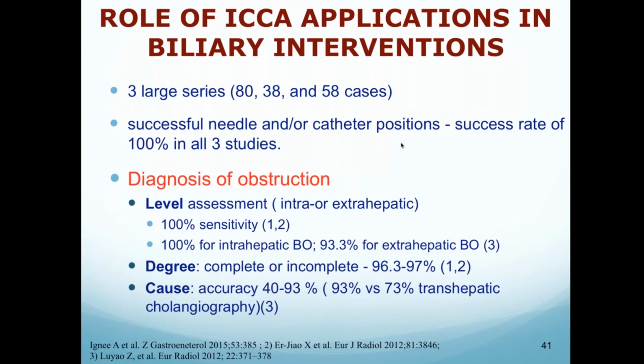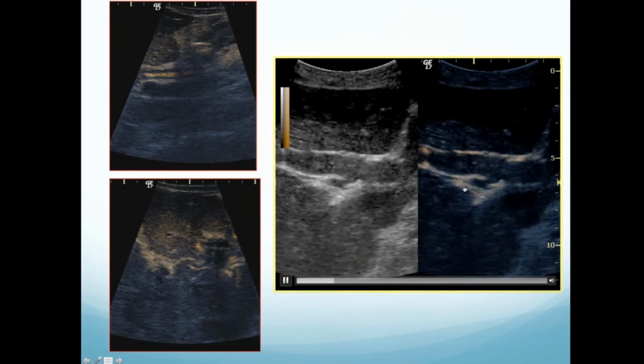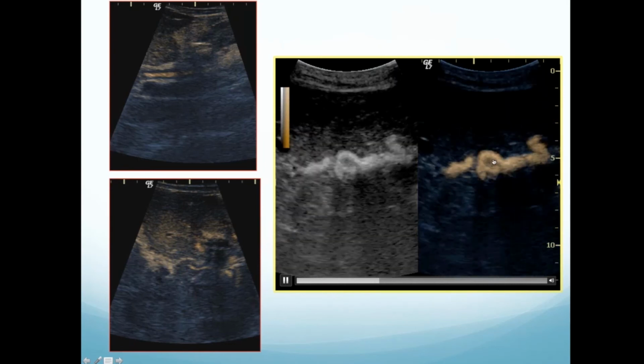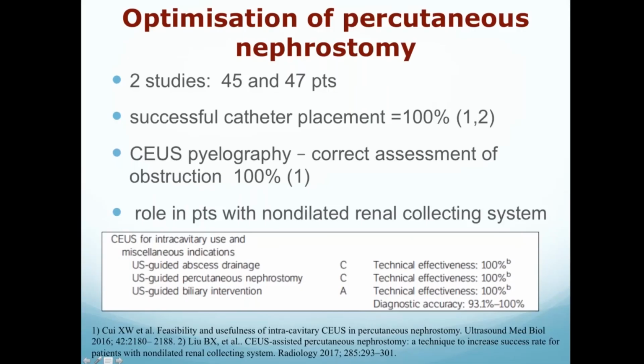So we have some studies here more than for drainage of the abscess, and this technique is very good to diagnose the obstruction in respect of the level, degree, complete or incomplete, more than 96%, and even in some cases we can demonstrate the cause. Look here, it was a very interesting case. We inject through the catheter, and you see here a lot of biliary metastases, roundish into the bile ducts.